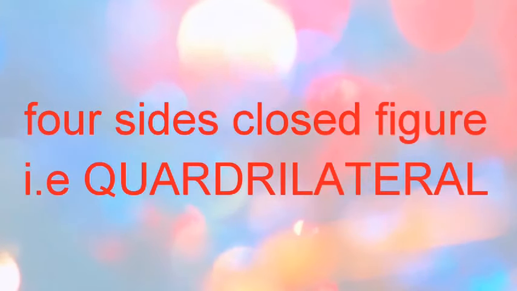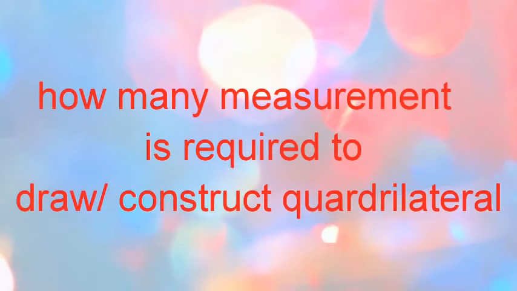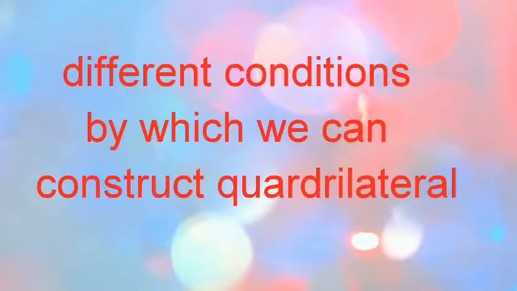Okay, so one natural question arises in my mind: if you want to draw a four-sided closed figure that is known as a quadrilateral, how many measurements or how many conditions are required to draw such a quadrilateral? So in this chapter we will discuss the different conditions by which we can construct a quadrilateral based on the given conditions. Let's have a look at what the given conditions are. This chapter is only about this type of conditions by which we can draw a quadrilateral.